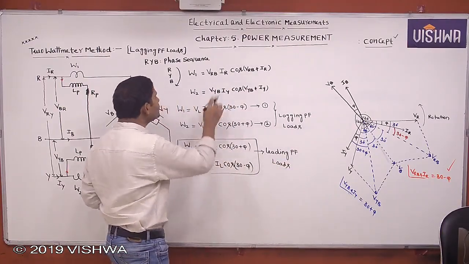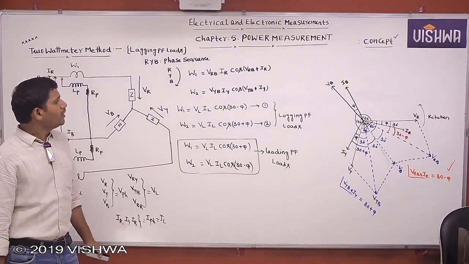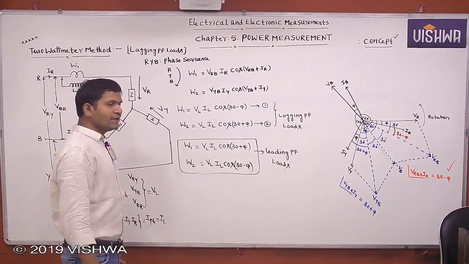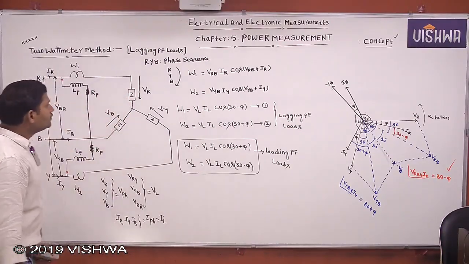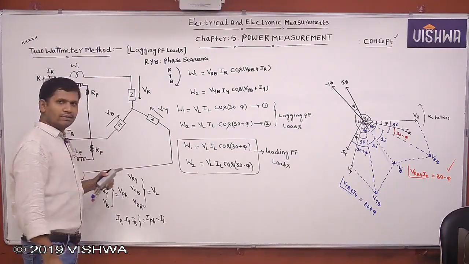That's why no need to concentrate on this. This you remember, mind. Exactly opposite you remember for lag. Then W1 equal to VLIL cos 30 minus pi. W2 equal to VLIL cos 30 plus pi. Yes. But every time we don't expect the wattmeter connection like this only.